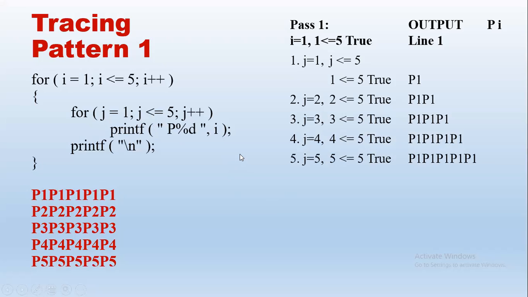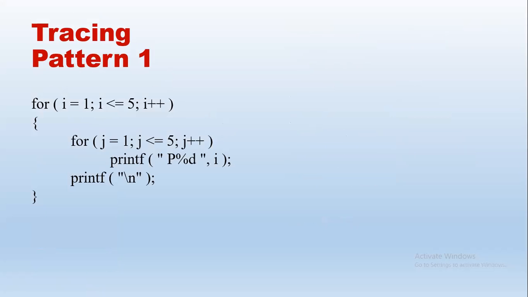Now what happens if J is 6? 6 less than equal to 5 has to be checked. Condition is false. So this loop completes, right? 5 executions of the J loop complete. Now we have a \n. So the cursor comes to the second line. What happens next? Then we have the increment of I. I was 1, it will become 2. So when I is incremented by 1, that is called pass 2. So pass 2 is I equal to 2.